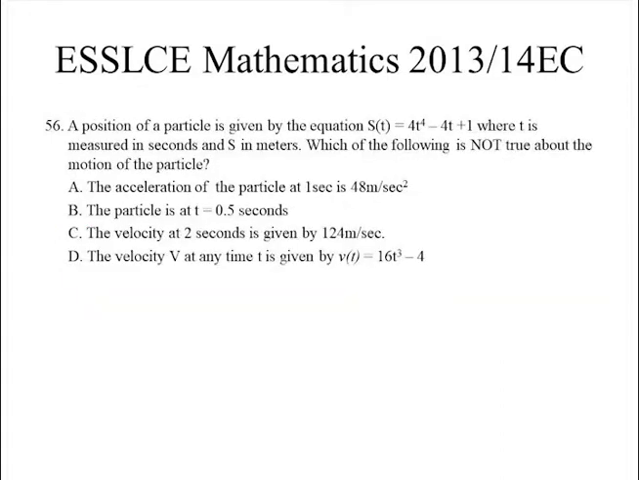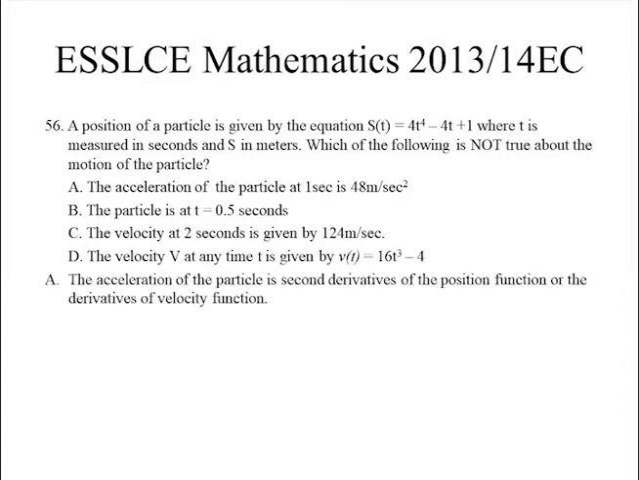Question number 56. A position of a particle is given by the equation s as a function of t is equal to 4t to the power of 4 minus 4t plus 1, where t is measured in seconds and s is in meters. Which of the following is not true about the motion of a particle? A. The acceleration of the particle at 1 second is 48 meters per second squared.